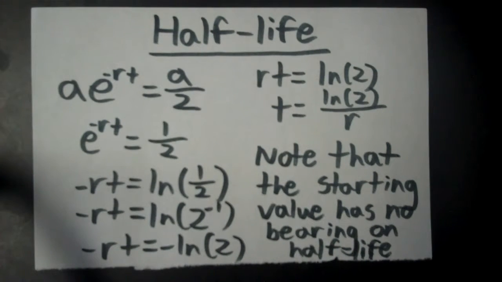The half-life of any constantly decaying sample, which all nuclear decaying samples are, is given by the value natural log of 2 over r, where r is the rate of decrease and e is the rate of constant growth. A proof is shown here.